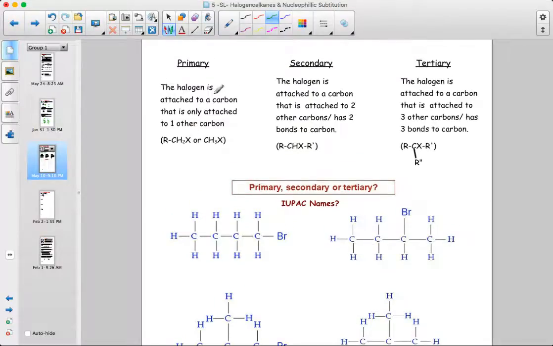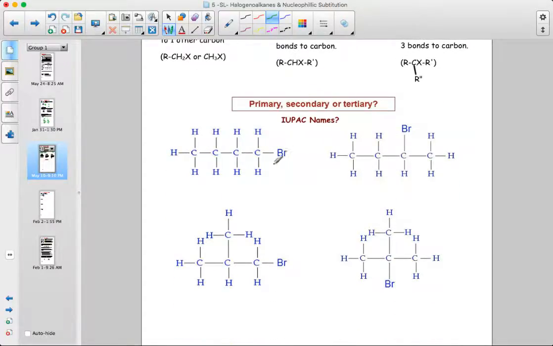In something that's primary, the halogen is attached to a carbon that is only attached to one other carbon. Secondary, the halogen is attached to a carbon that is attached to 2 other carbons, and tertiary, the halogen is attached to a carbon that is attached to 3 other carbons. So if we look down at these examples, so here's the halogen, here's the carbon it's attached to. How many other carbon atoms is this carbon attached to? Only 1. It's attached to 2 hydrogens. So this first one here is primary. So I'll just draw a number 1 and a little degree symbol. That's sometimes a convention used to label primary, secondary, tertiary.